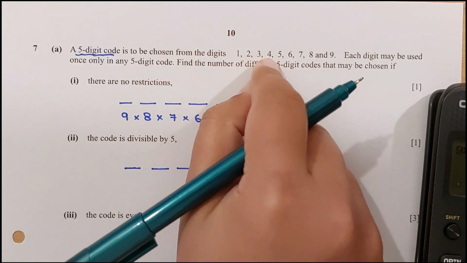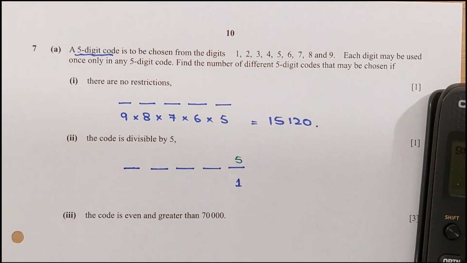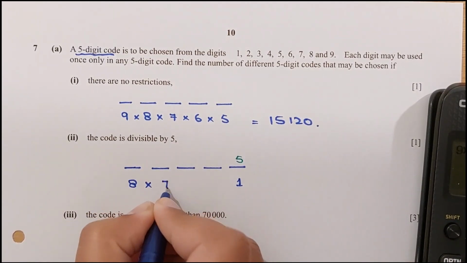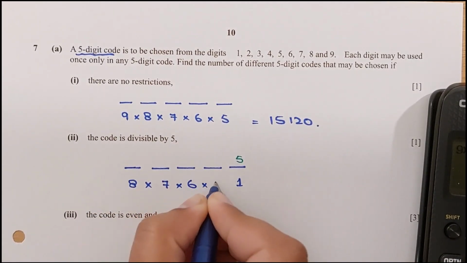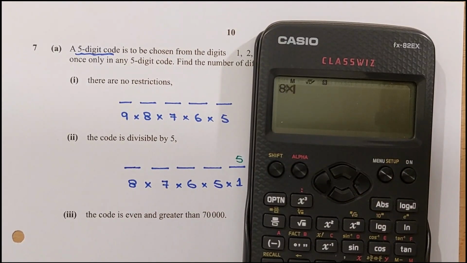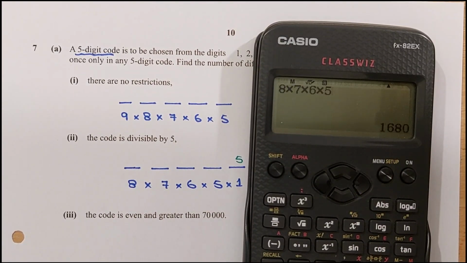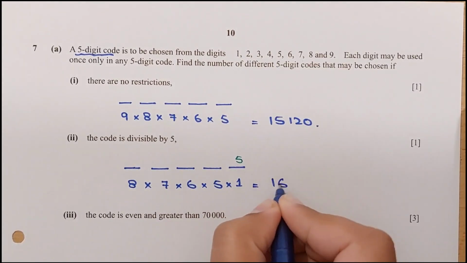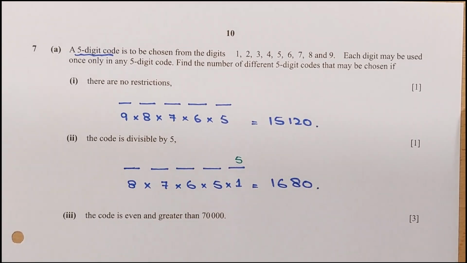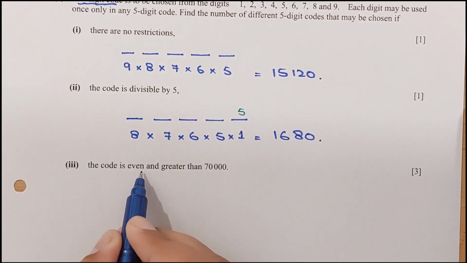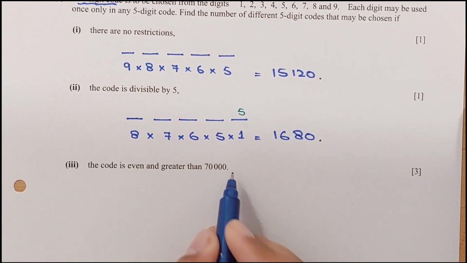Now 1, 2, 3, 4, 5, 6, 7, 8. We have 8 options left for the first digit, and then 7, and then 6, and then 5. So 8, 7, 6, 5 gives 1680. Now for the third part, the code is even and greater than 70,000.